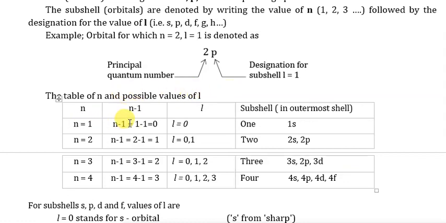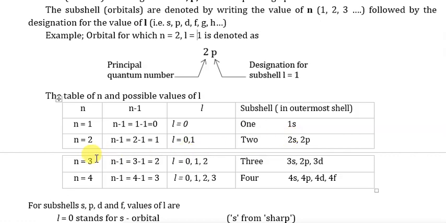Kama n ikiwa moja, possible value n-1 itakuwa ni 1 minus 1, which is equal to 0. So L itakuwa sawa na 0. Hapa tutakuwa tuna subshell mmoja tu kwenye outermost shell, ambaye ni 1s. Kama n sawa sawa na 2, n-1 itakuwa sawa na 2 kutoa 1 ambaye ni 1. So tutakuwa na possible values of L ambazo ni 0 na 1. Kwenye outermost shell tutakuwa tuna 2 subshell ambazo ni 2s na 2p. Unaona hii ni outermost shell, maana yake shell ya nje.